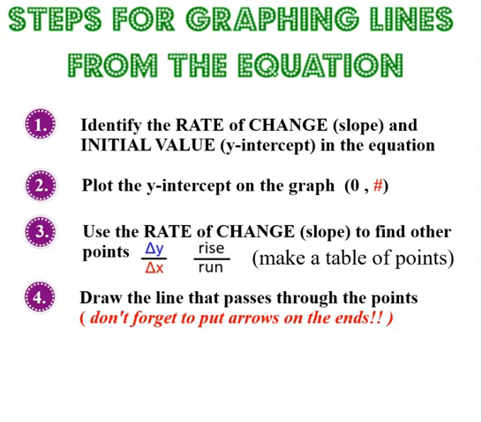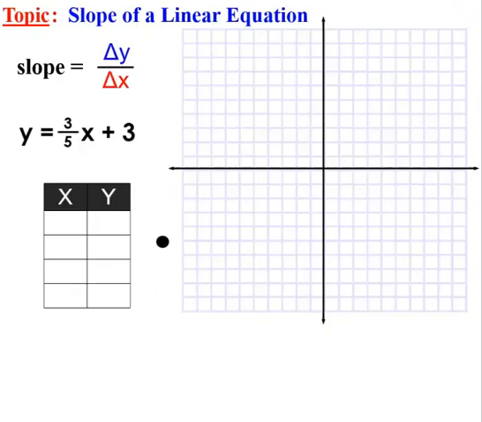So this is the order in which you'll complete the task today. First, identify the two important numbers from the equation, the rate of change and the initial value, or the y-intercept. Once you know those two numbers, you will plot the y-intercept first on your graph. Remember, the y-intercept always has a 0 in the x position because it is a number on the y-axis. You'll then use your slope or rate of change to find other points along that line. Some of you may choose just to graph, and some of you may want to make a table. Don't forget to connect your points, draw arrows on each end when you're done.